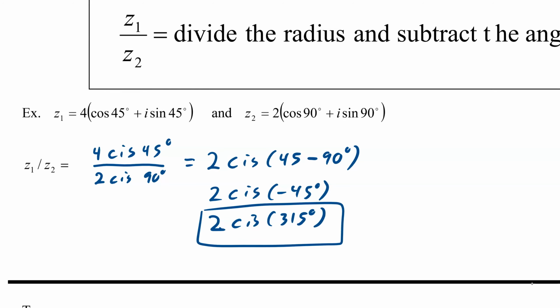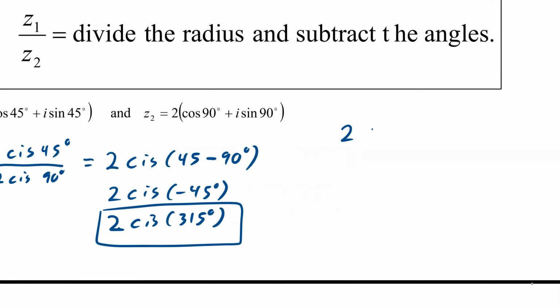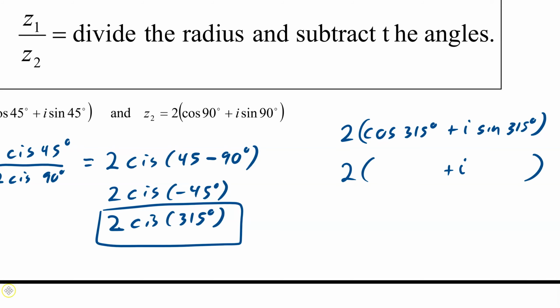We've now divided it. So what if you say, oh, you want to put it back in its complex form? Okay, let's do that. So this would then become 2 cosine of 315 degrees plus i sine 315 degrees. And so that would then give us 2 parentheses, so that's square root of 2 over 2, and that would be negative square root of 2 over 2.